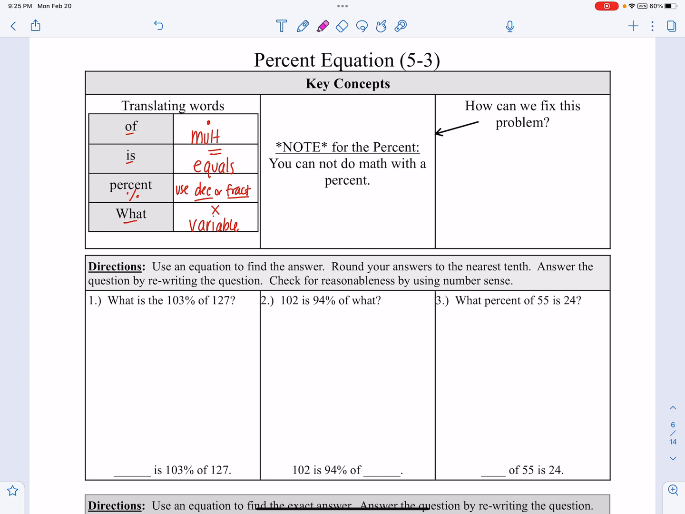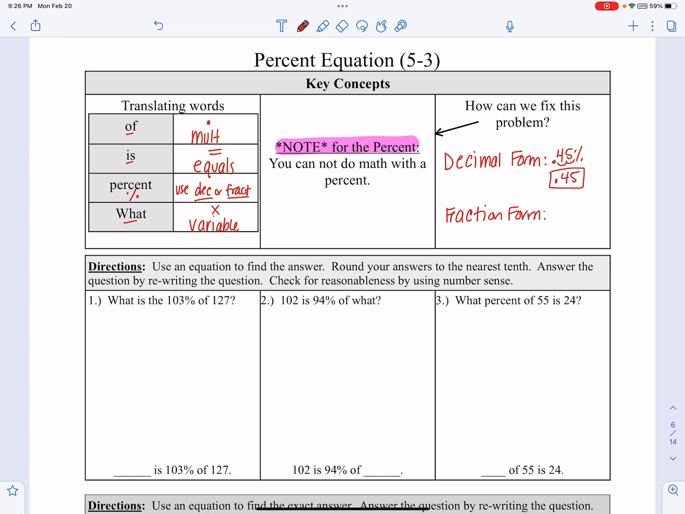So they mentioned this note for percents: you cannot do math with percents. So how are we going to fix that problem? Well, we've already discussed that you need to change it to decimal form or put the percent in fraction form. So one of those two. An example would be if you see 45%, we can move the decimal 2 spots to the left or divide by 100 and represent this as 0.45.